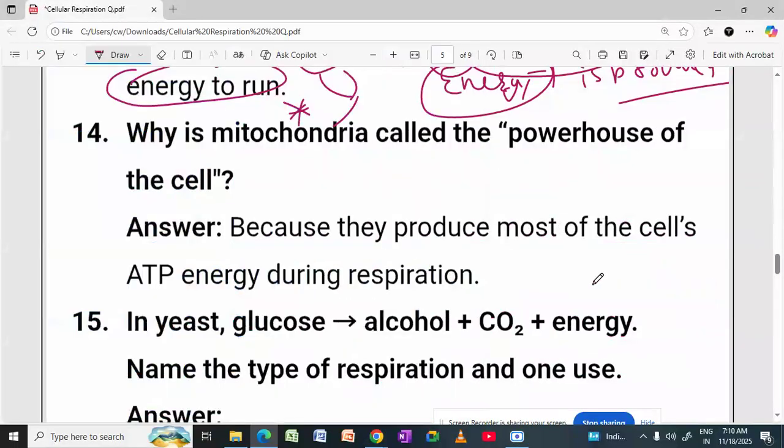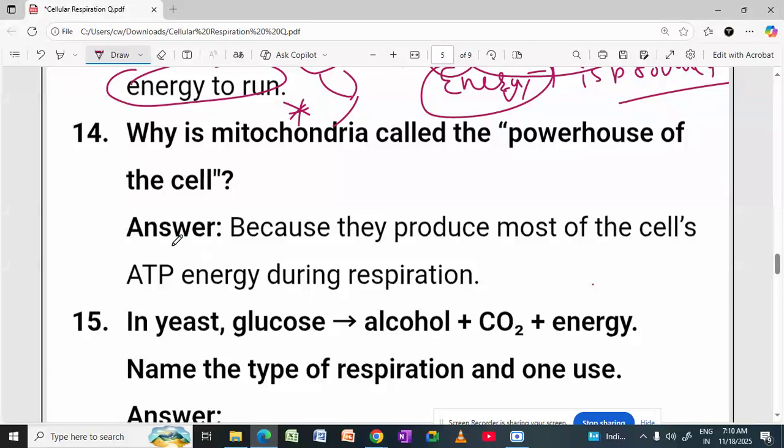Our next question is, why is mitochondria called the powerhouse of the cell? Because they produce most of the cell's ATP energy during respiration. Why is it called the powerhouse of the cell? Because they produce ATP. Okay, and ATP is the energy currency of the cell. So they produce most of the cell's energy in the form of ATP during respiration.